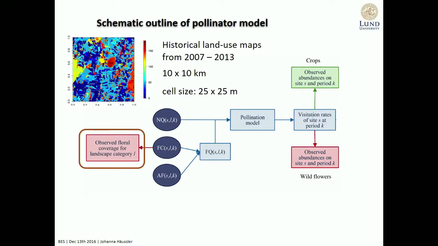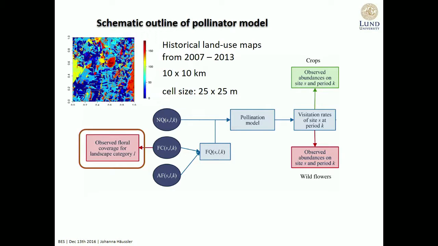As model input, we have historical land use maps from 2007 to 2013 from southernmost Sweden, the Scania region, which is a heavily agricultural area dominated by mass flowering crops, for example, oilseed rape. From these historical land use maps, we derived GIS rasters and then selected landscapes of 10 by 10 kilometers with a cell size of 25 by 25 meters.